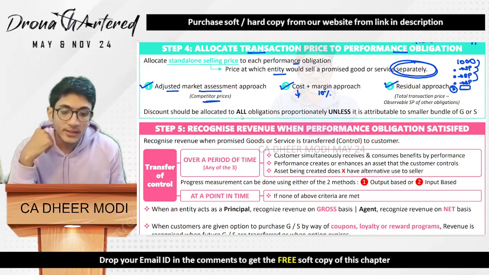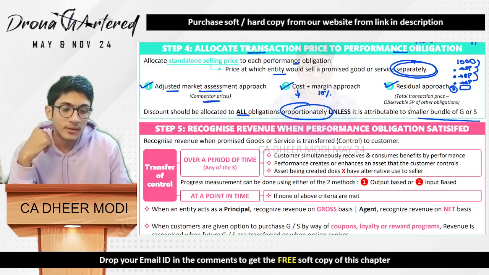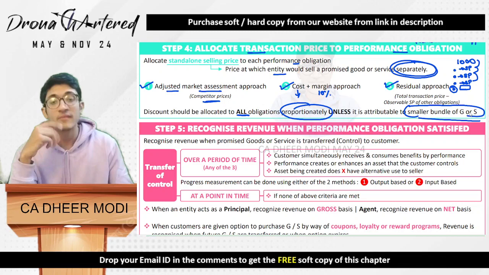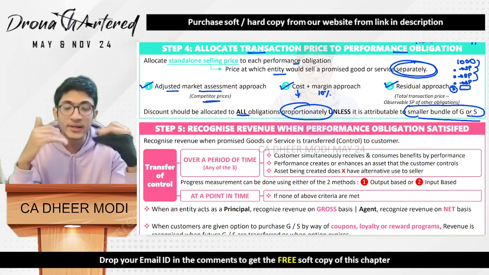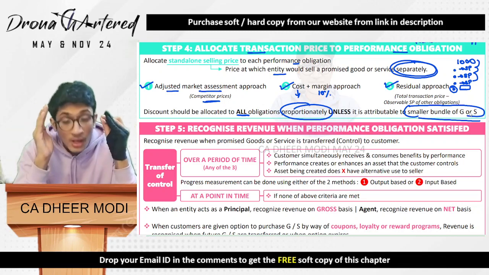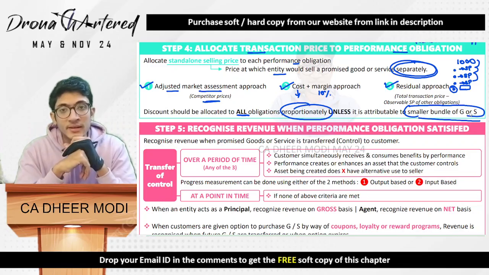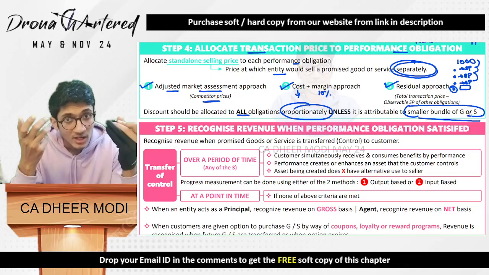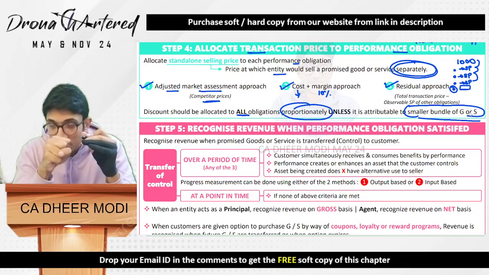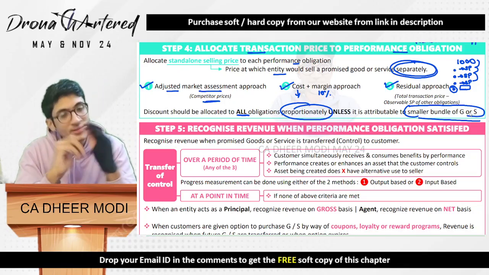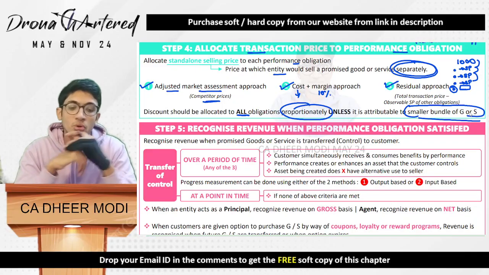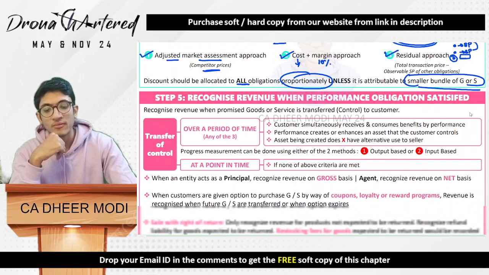Discount should be allocated to all obligations proportionately, unless it is attributable to a smaller bundle of goods or services. If you are providing any discount, this has to be allocated proportionately. Proportionately to what? Proportionately to the transaction price that is allocated to them. This has to be attributed to all of them. However, if this discount can be identified to a smaller bundle of goods, then it will only be allocated to that smaller bundle of goods and services.